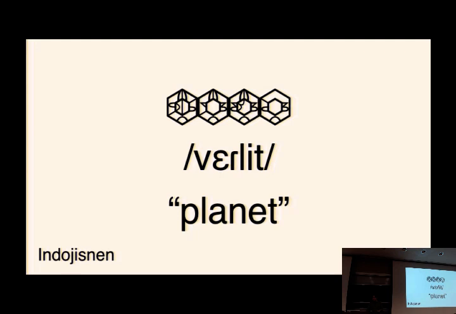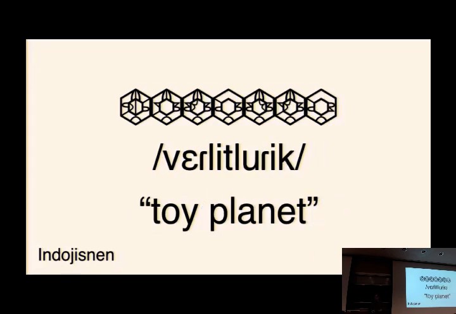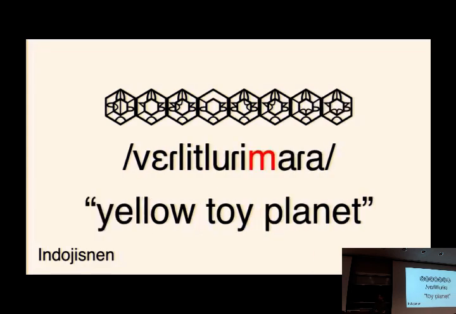Verlit, planet. I trilled that. Verlit, planet. Verlimbara, yellow planet. So there again, we're on the boundary of that second syllable, so it's fine, you still have the B. But if you had something like Verlidurik, toy planet, you get Verlidurimara. First, the double consonant killed the K, so it's gone. And then the MB simplified to M, outside of the first two syllables. That's just how you do yellow toy planet.